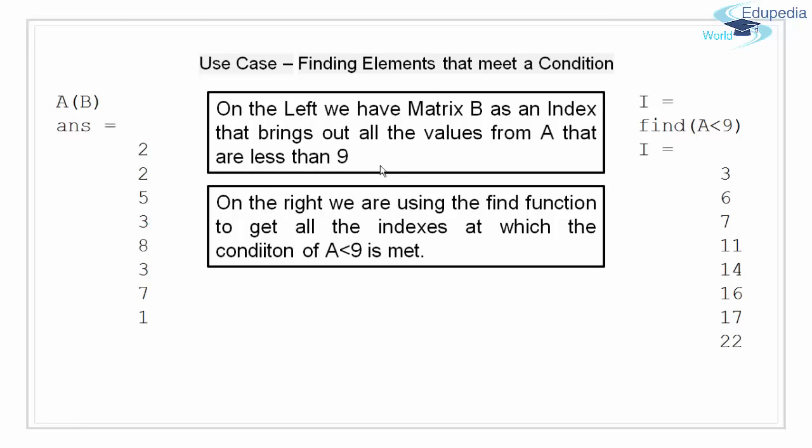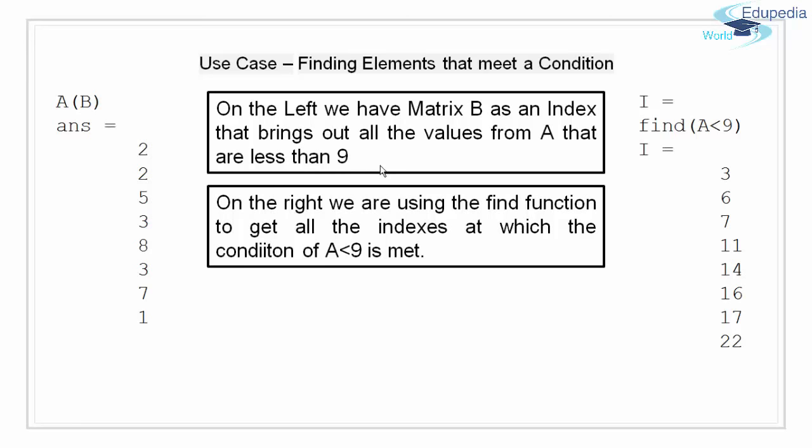So this is to handle one kind of problem. In some other problems, information such as location is of greater importance than the value itself. So what to do in that case? For the same purpose, we use the find function to know the location of all the elements in matrix A that are less than 9. On the right, I have used the find function with the condition A less than 9. That will result in a column vector containing the locations in matrix A at which the elements have a value less than 9.